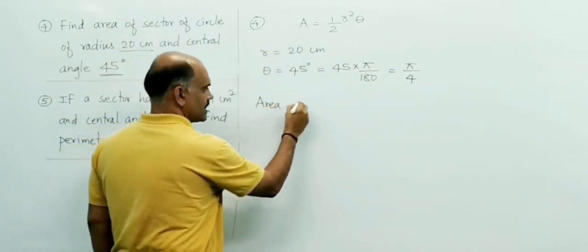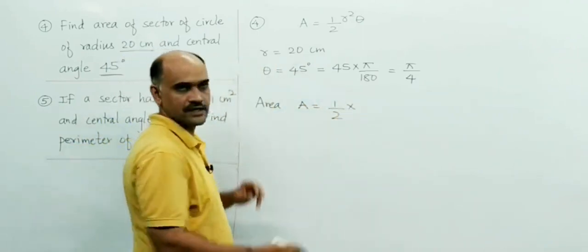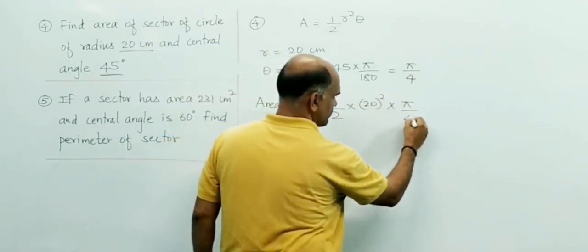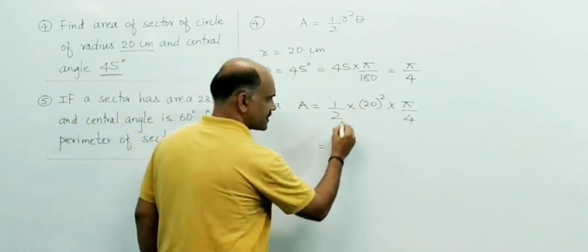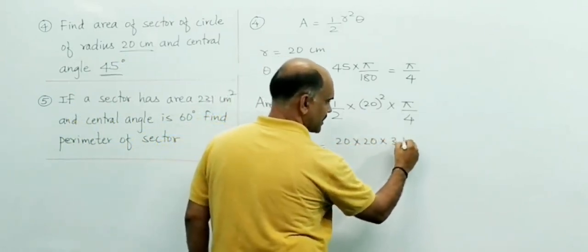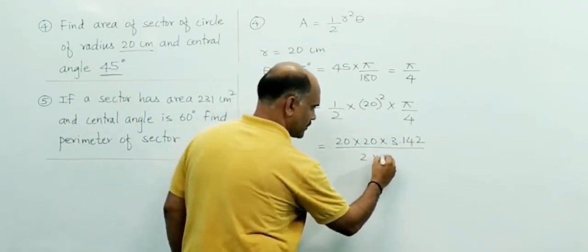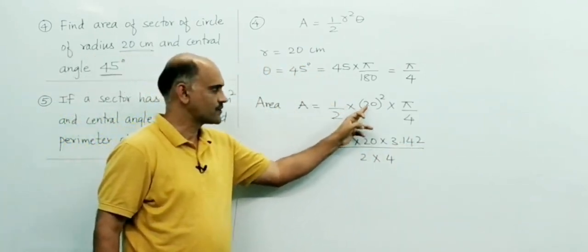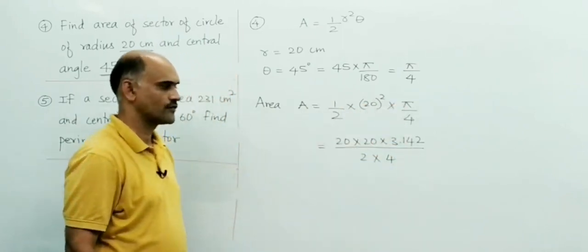So area A is equal to half into r square, 20 square, into theta, which is pi by 4. If I simplify this, in the numerator I have 20 into 20 into pi, that is 3.142, divided by 2 into 4. 20 square is 20 into 20, and pi is 3.142.